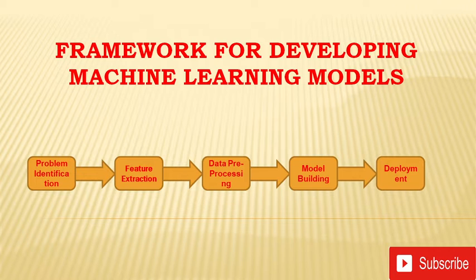Step 1 is problem identification, step 2 is feature extraction, step 3 is data pre-processing, step 4 is model building, and step 5 is deployment. These are the steps we need to follow while developing our machine learning model or machine learning project.